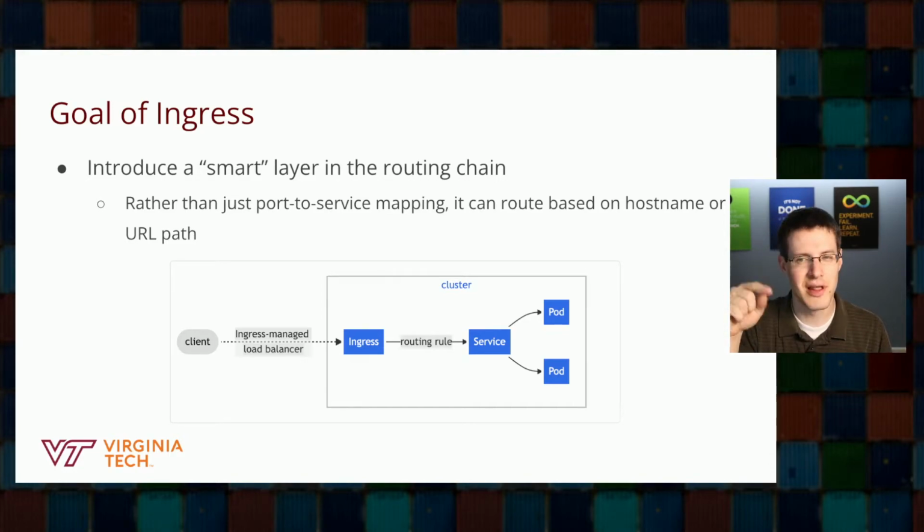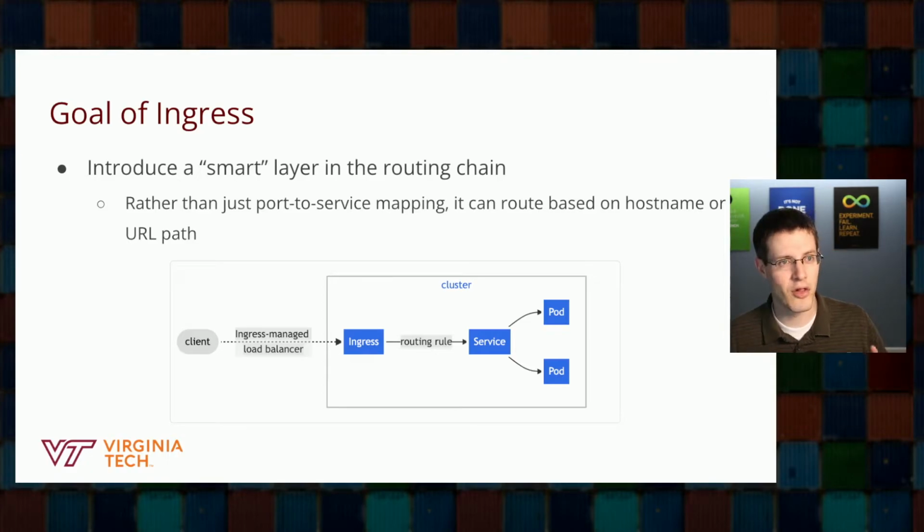Maybe if the request is /API/users, it goes to this microservice. If it's API/catalog, it goes to that microservice. How can we start to do that? And again, that's where Ingress comes in. So a client can send a request, and based on routing rules, and we'll talk in just a minute about how this is actually implemented, the routing rules can determine whether it goes to this service or if there were other services here as well.